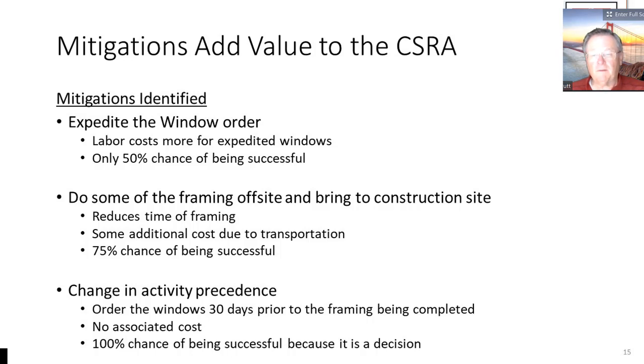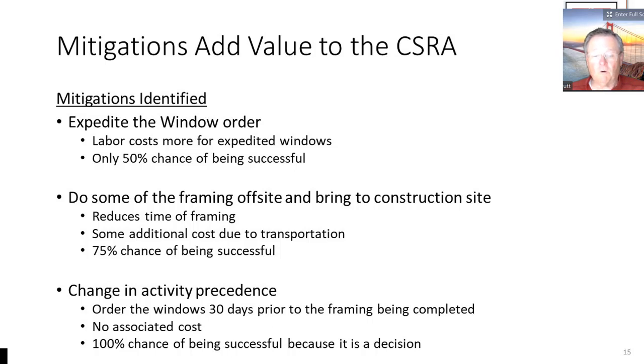And then we talked about the critical path, and what we want to do is change the precedence of activities to try to improve the schedule. So we could order the windows 30 days prior to the framing being completed. There's an implicit assumption here that I know when the framing is going to be done, I guess. But let's assume we can figure that out. And we can order the windows 30 days ahead of time.